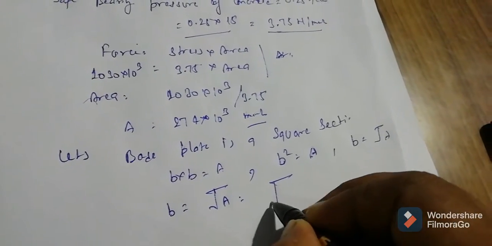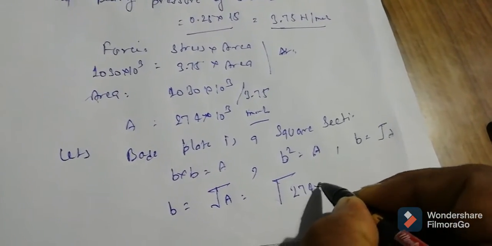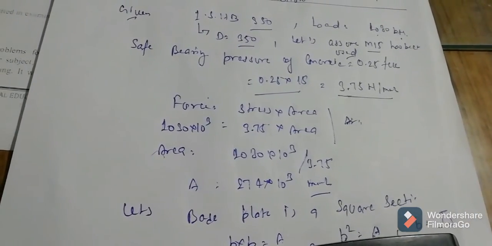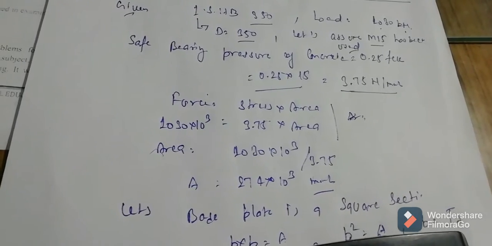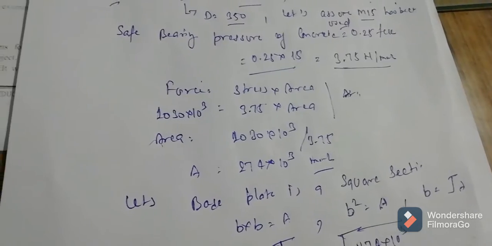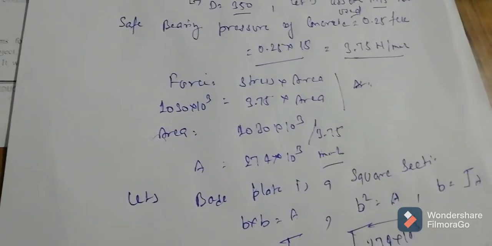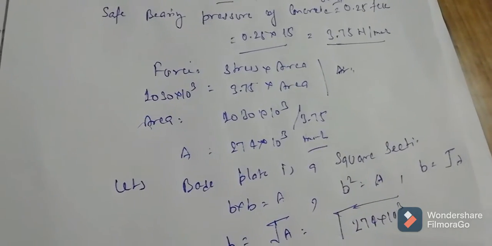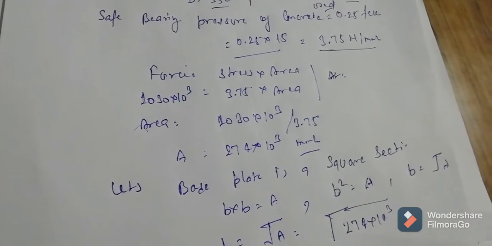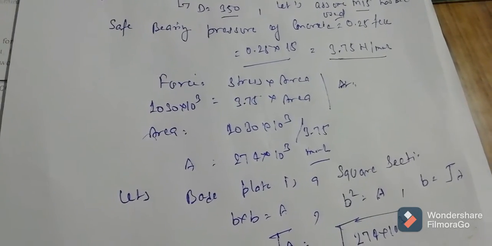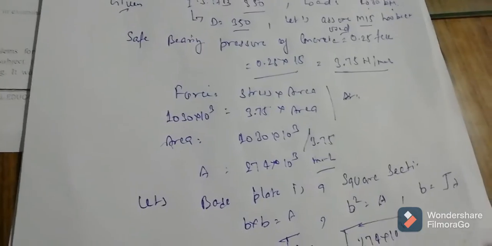So b equal to under root of 274 into 10 power 3. So that is 524.08. You can take that as 530 mm, you can increase it, or take 520 mm. It does not matter. So now next.